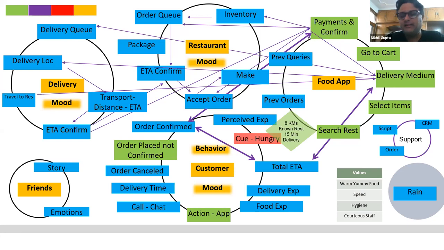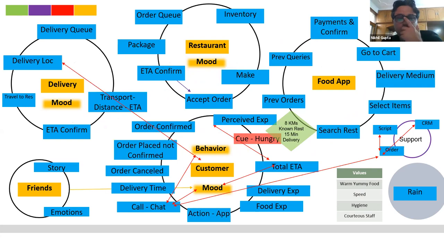And obviously, ultimately, if you see on the right hand side bottom, we talked about some values. In this simple case, the values we wanted were warm food, speed, hygiene, courteous staff. And all of these events, interacting in different subsystems, are serving some part of that value. So this value can be your KPI, a KPI for this interaction space. And then there's a business KPI. The customer is satisfied, but what is the business KPI? The business KPI is that revenue grows, your product upsells, and ABCD, whatever other business KPIs you have.